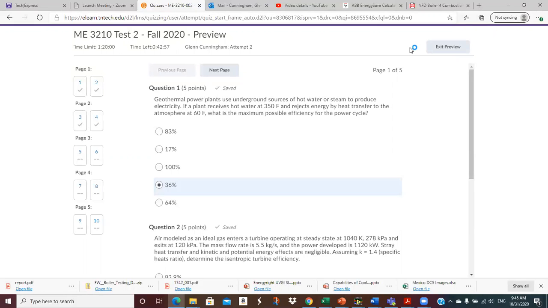So question one: geothermal power plants use underground sources of hot water or steam to produce electricity. If the plant receives hot water at 350, so that would be the high temperature reservoir that's going to transfer into this power cycle, and rejects energy by heat transfer to the atmosphere at 60, the low temperature reservoir sink, what is the maximum possible efficiency for the power plant?